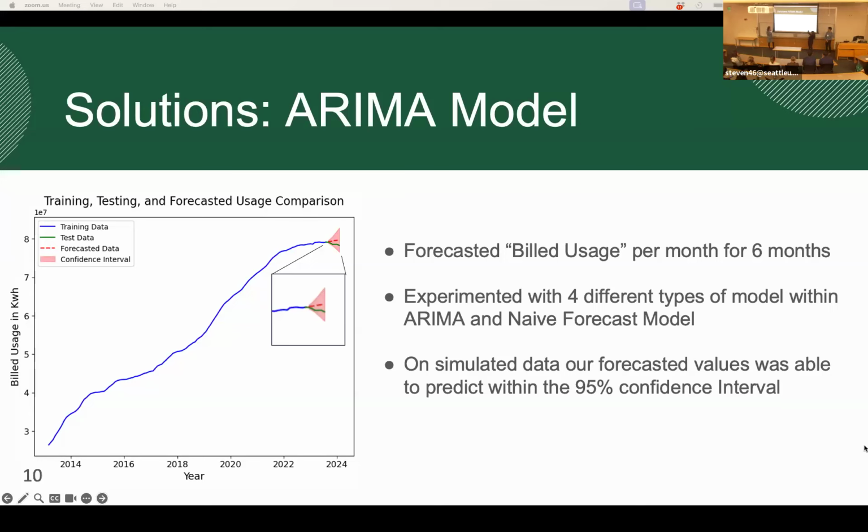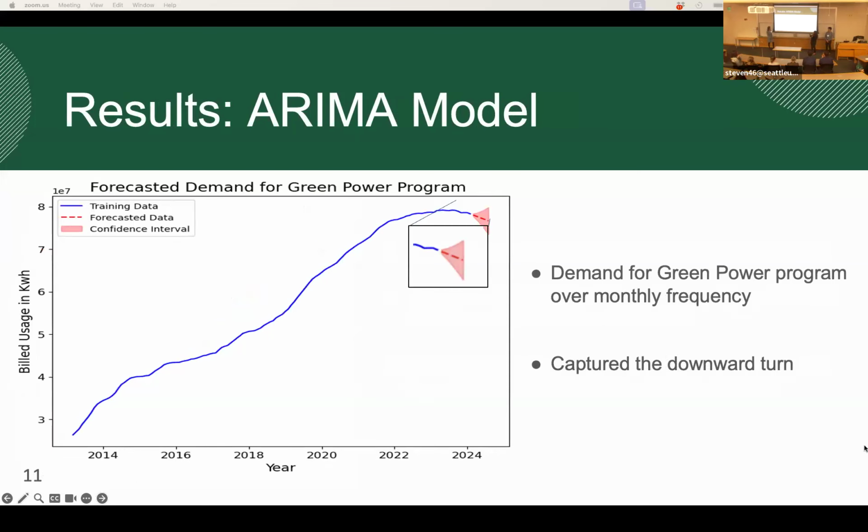As you can see with the red shaded area, our model was able to predict within the 95% confidence interval. And so we use this model to forecast the next 6 months. When we look into the ARIMA forecasting model, the blue line traces our training data, and the red dashed line shows what we forecast the next 6 months to look like.